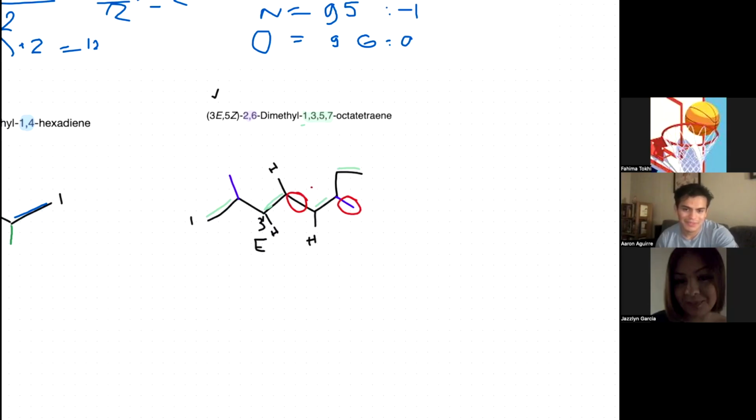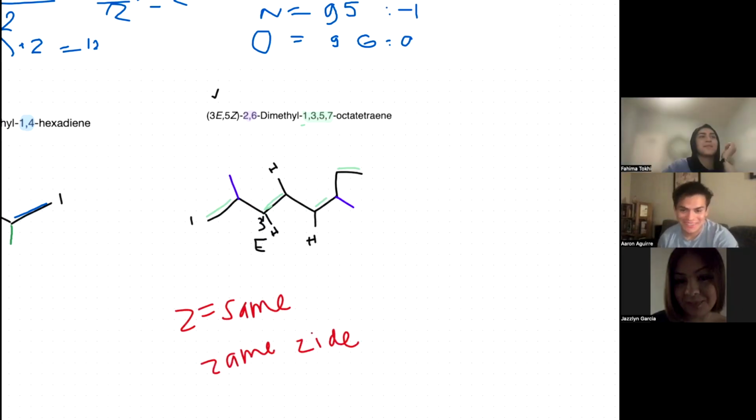Oh my God, no way, it's supposed to be on the same. I need to write this down. Z equals same side. Okay, this is what happens when you leave for 2 seconds. I forgot. It's okay. Write this down.